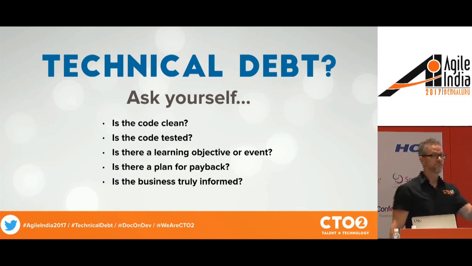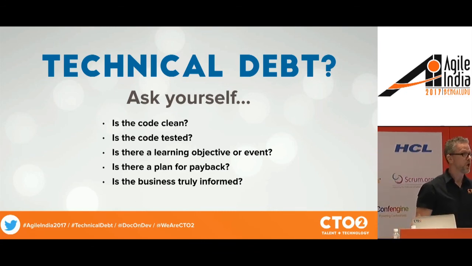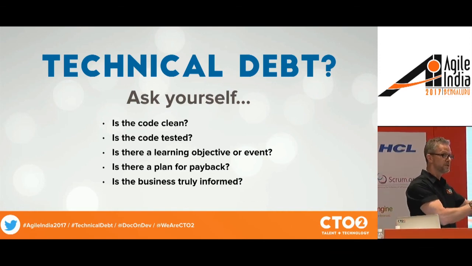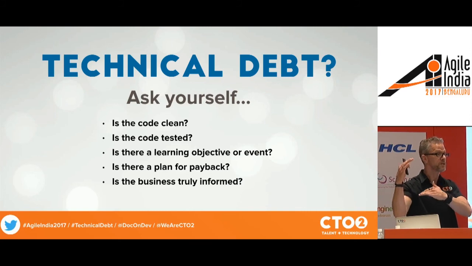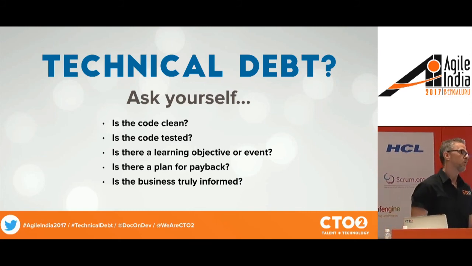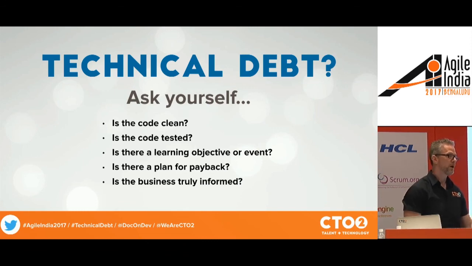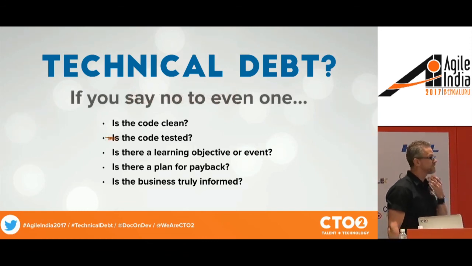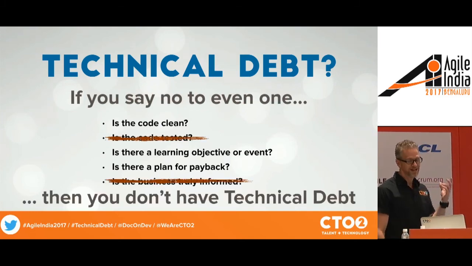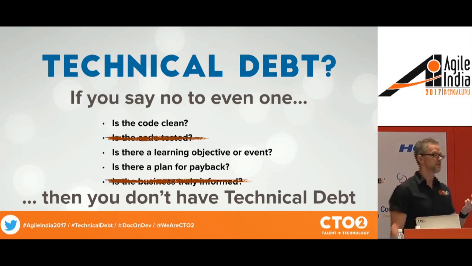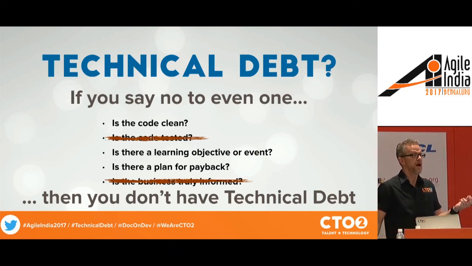Is there a plan for payback? Do we know when we're going to actually remediate this thing, right? When are we going to bring our implementation in alignment with what we now know the design needs to be? And is the business truly informed? Not "well, I told them," but are they actually informed? Do they know what's going on? If you say no to any of these, even one of them, then you actually don't have technical debt, right? You've got something else.